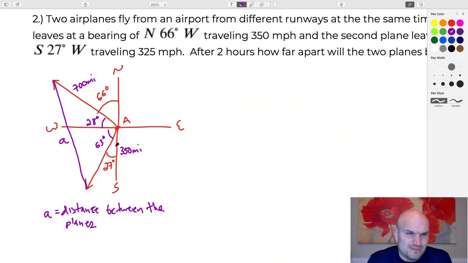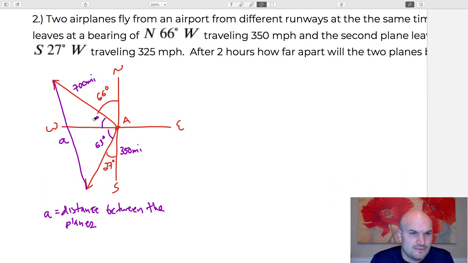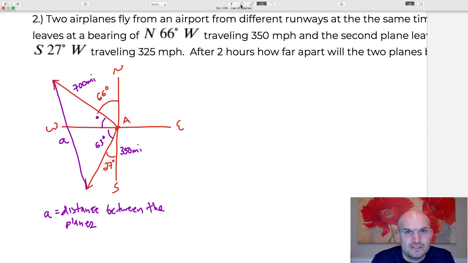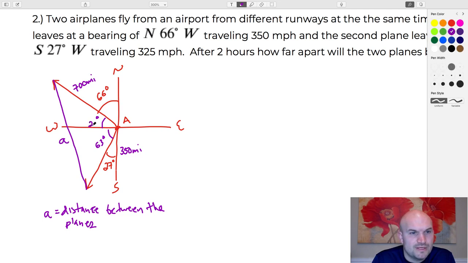That's not 28 degrees. What was I saying? That was 24 degrees. What the heck was I doing? Okay, so let's rewrite that. That's going to be 24 degrees. All right, so there's the information.